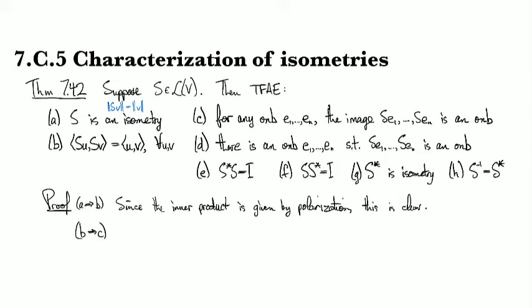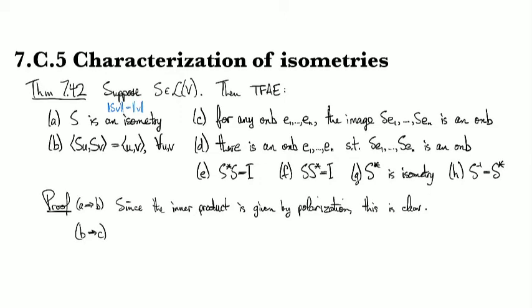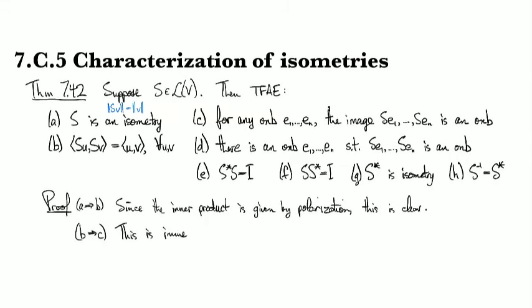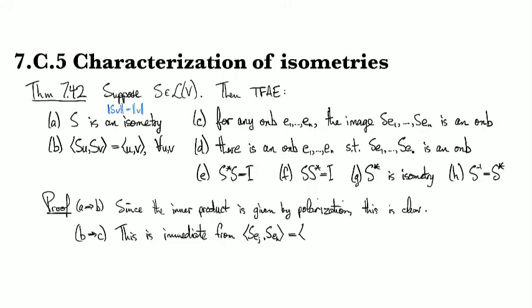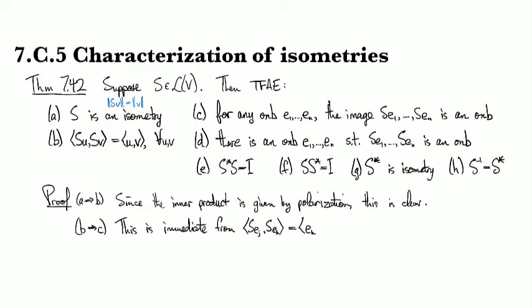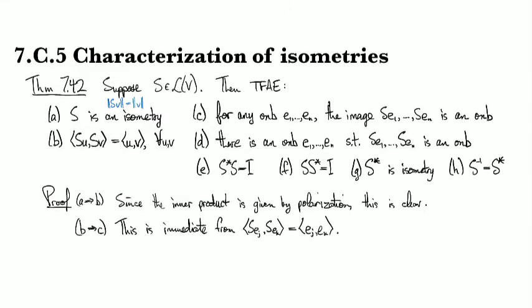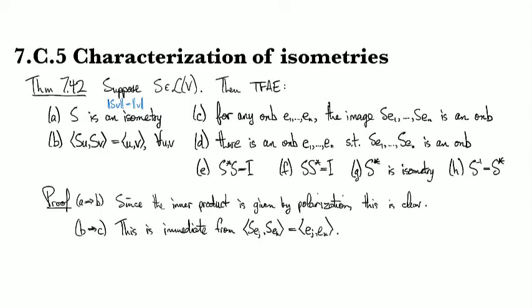So for B implies C, this comes immediately from B applied to the orthonormal basis. If we look at SEJ against SEK in the inner product, then the condition for B tells you that this is the inner product of EJ and EK. And so if the EKs form an orthonormal basis, then so do their images.